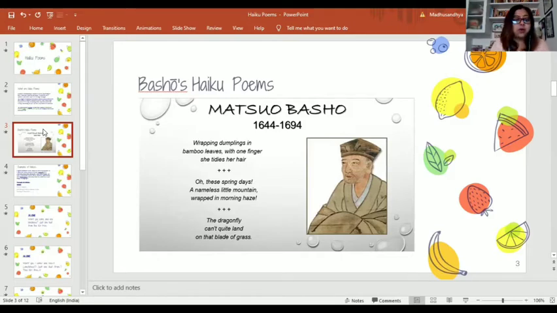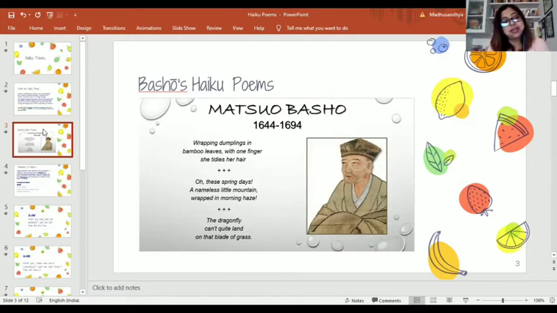Another poem: Oh, these spring days, a nameless little mountain wrapped in morning haze. So as we see, it's a nature poem, and it talks about the beauty of these mountains and the season that Matsuo Basho has written about. So all these poems are very short, very condensed forms of expression, yet they talk about simplicity, which Matsuo Basho called the karumi, and also the quality of being self-forgetful.